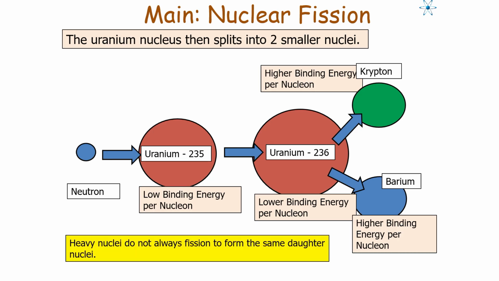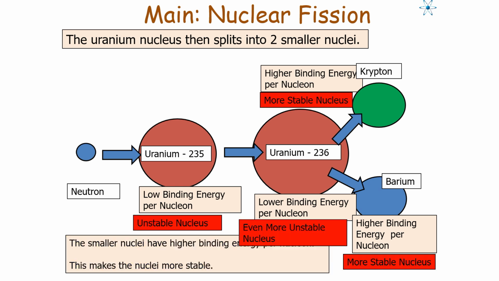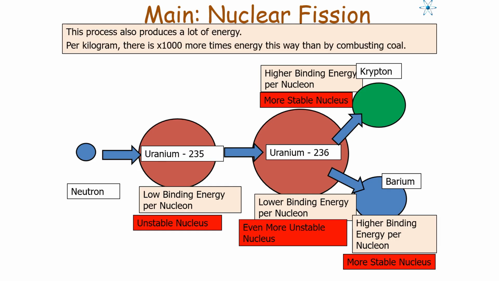Now, heavy nuclei do not always fission to form the same daughter nuclei. The uranium can split into lots of different pairs of nuclei with nucleon numbers of around 90 to 140. Now, it's important that we've increased the stability of our nuclei in this particular process.